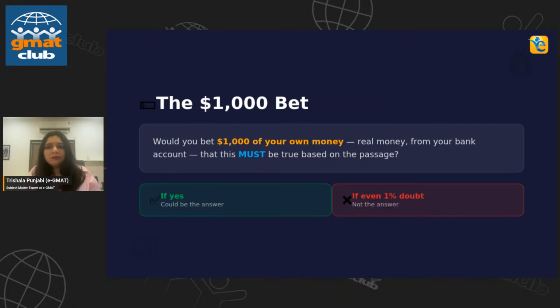So this is a very fun thing that I want you guys to try, which is the $1,000 bet. Would you bet $1,000 of your own money, not monopoly money, your own money from your own bank, that this must be true, has to be true given the passage? Can you actually make that bet? If the answer is yes, then that could be the answer. But if even there's a 1% doubt that maybe it is something else, maybe, not something that I would bet that much money on, then it's not the answer. Okay. Inference questions don't reward leaps in logic. Inference questions reward absolute, crystal clear certainty.